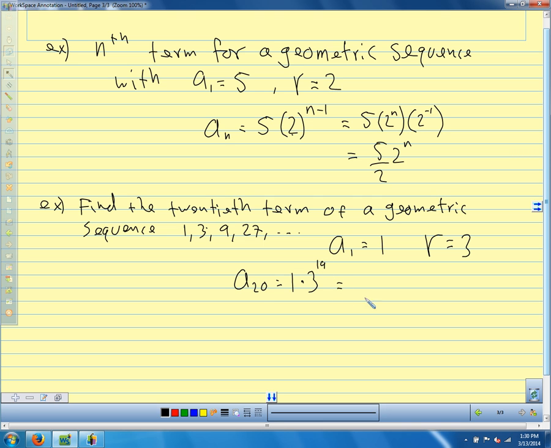And if I calculate that out, 3 to the 19th power is 1,162,261,467. So the 20th term of this geometric sequence is over 1 billion. Geometric sequences grow extremely fast if our common ratio is a whole number larger than 1.